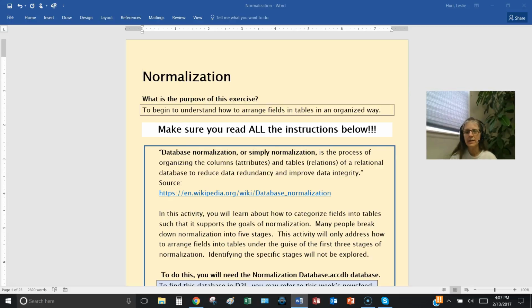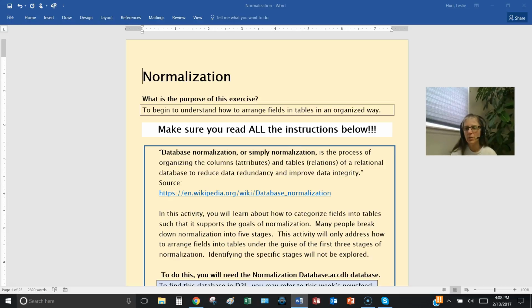Anyway, the purpose is to understand how to organize your fields and how to organize your fields into tables. I found this definition on Wikipedia: database normalization, or simply normalization, is the process of organizing the columns, also known as attributes, and tables, also known as relations, of a relational database to reduce data redundancy and improve data integrity. That last part is really important: reduce data redundancy and improve data integrity. Very important. We don't want users to have to record something in one place and then record it in another. So just to make you aware of that.